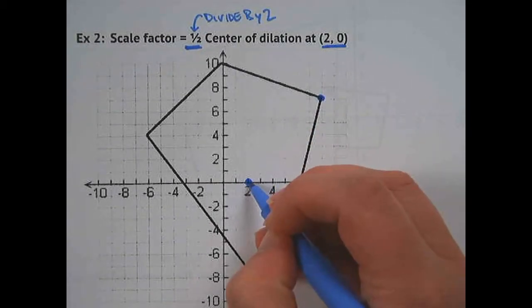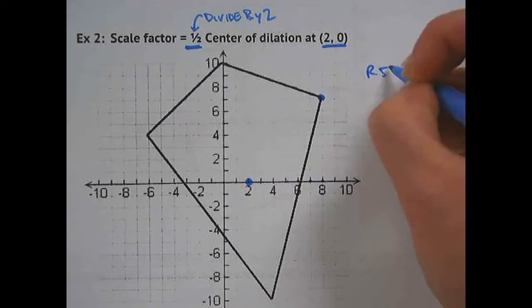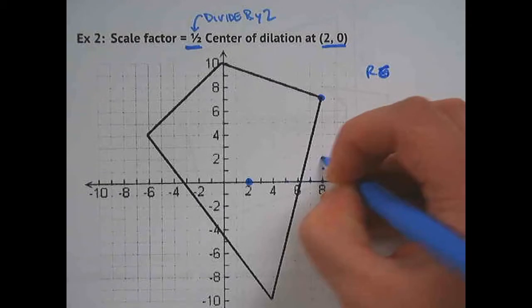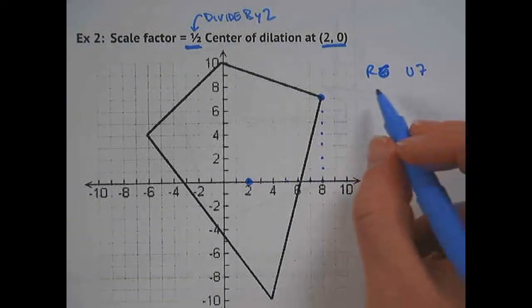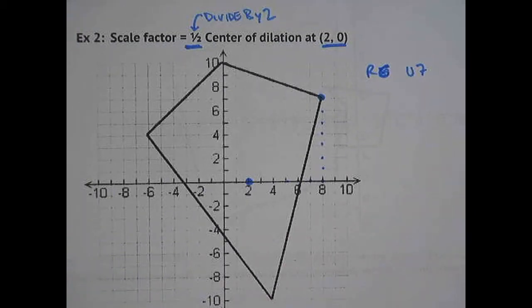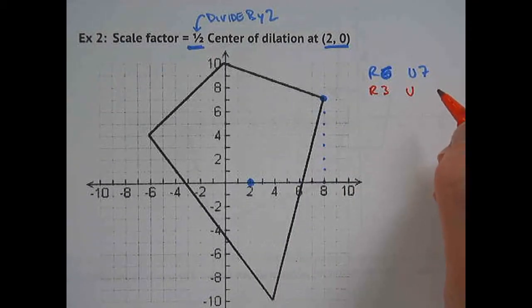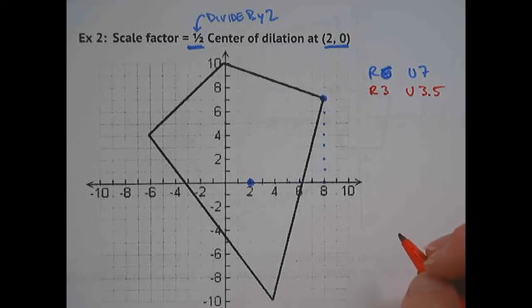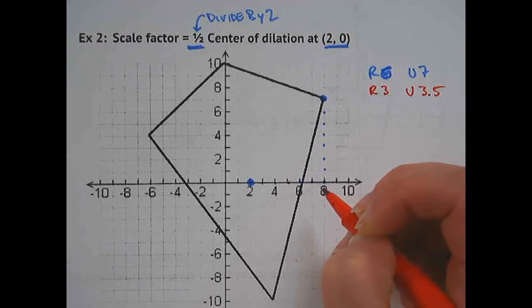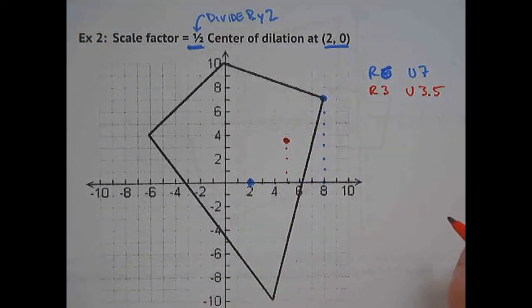I'm going to count my instructions. I have to go to the right 1, 2, 3, 4, 5, sorry, 6. Gosh, right 6. And up 1, 2, 3, 4, 5, 6, 7. So instead of going to the right 6 and up 7, I'm going to divide my instructions by 2. So I'm going to go to the right 3 and up, well, this is an odd number and it doesn't divide evenly, but 7 divided by 2 is 3.5. So I'm going to go right 3, so 1, 2, 3, and up 1, 2, 3, and a half. So I'm just going to make it in between 3 and 4. Okay. So there's our first point.